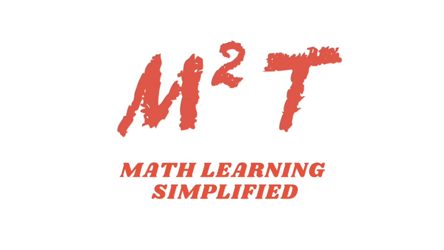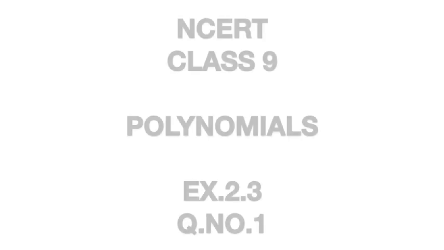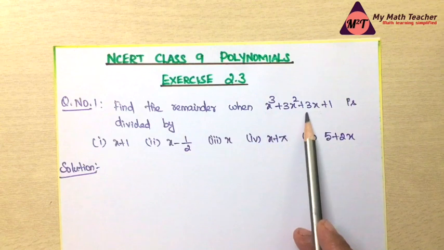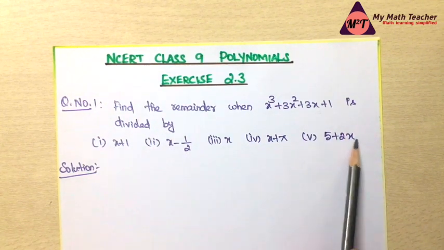In this video, I am going to teach question number 1 from exercise 2.3. This is for class 9 students from the NCERT syllabus. The chapter is polynomials. The question here is: find the remainder when this polynomial is divided by each of the given polynomials.